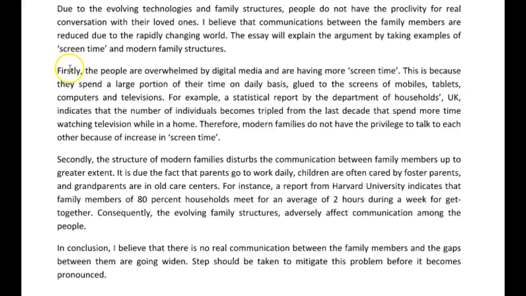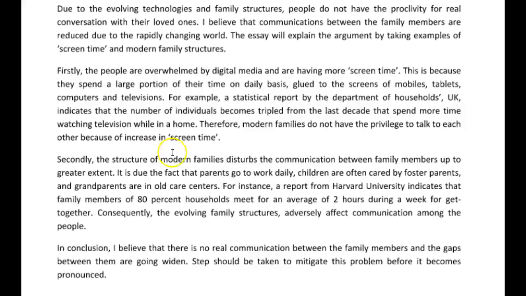So that way, you've said generally that people are spending more time on their screens. It is because it is easier, more effective, all those benefits. And then you could say, to illustrate, a statistical report by the Department of UK Households indicated that the number of individuals watching television at home has tripled over the last decade. Therefore, modern families, let's say, modern families are dedicating more of their time to screens over family members. That would work well.